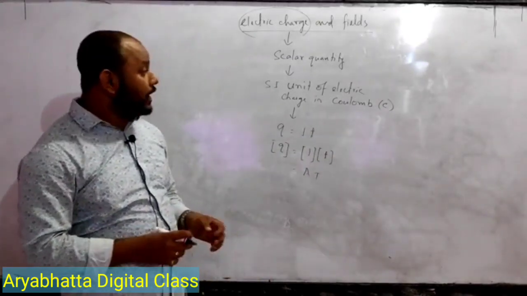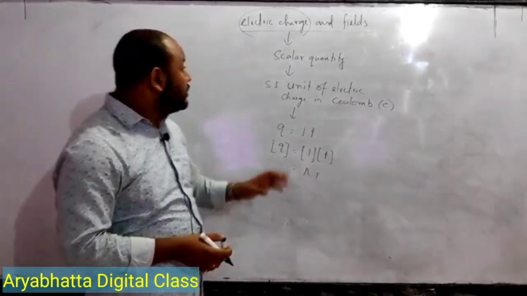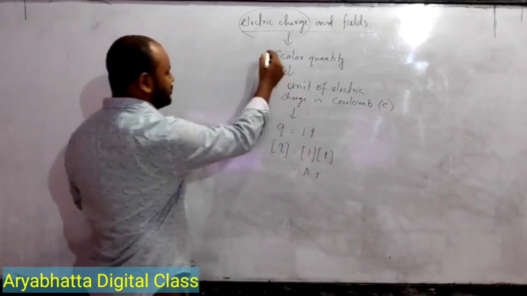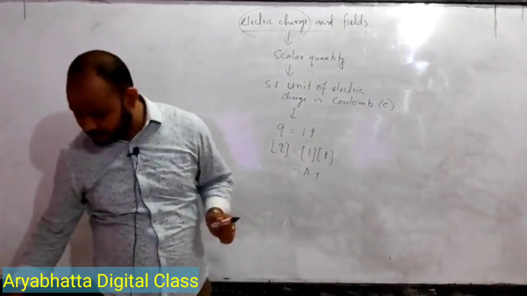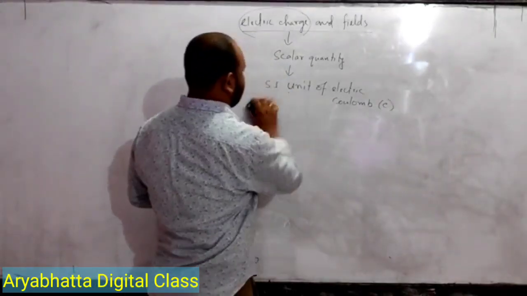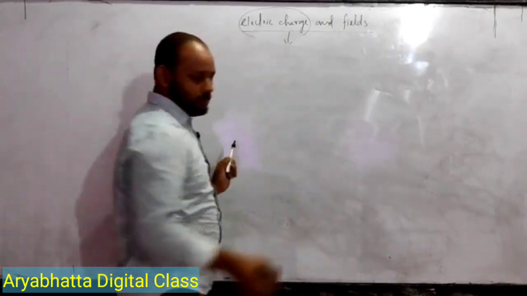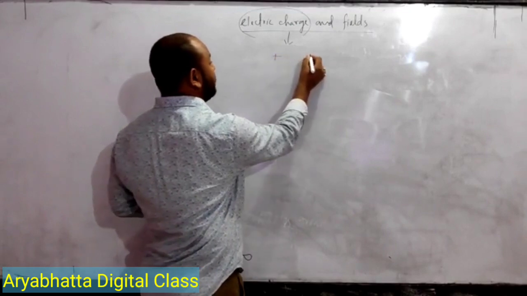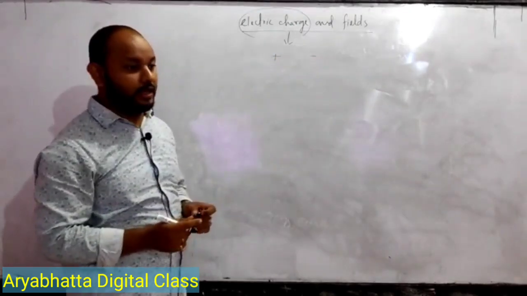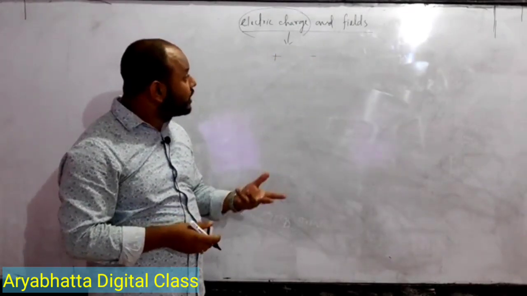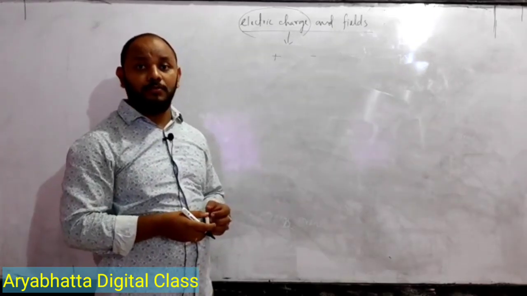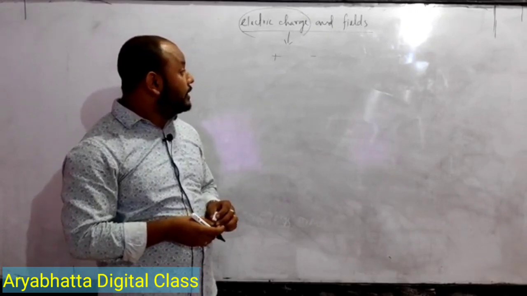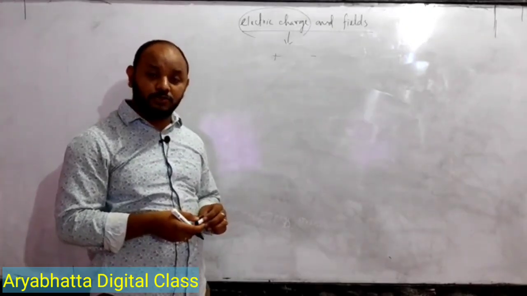We know there are two types of charges, one is positive and the other is negative. We also know that protons are positively charged and electrons are negatively charged particles.